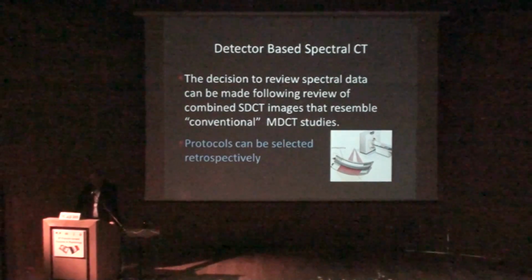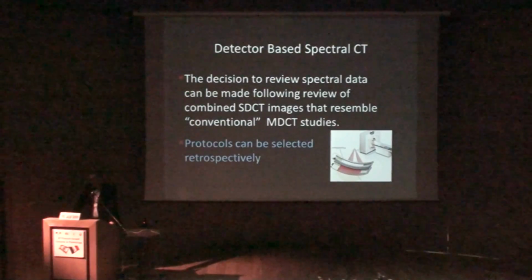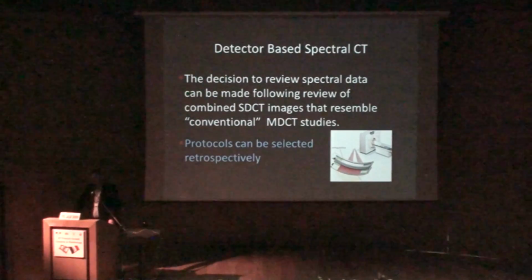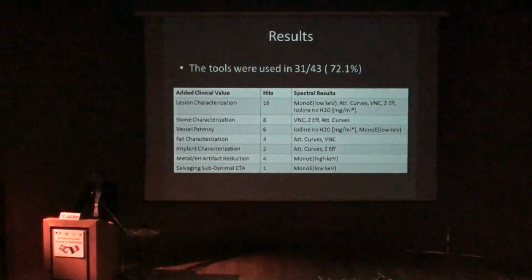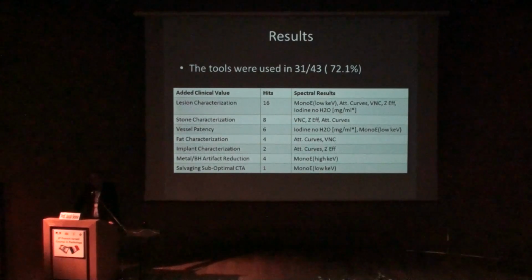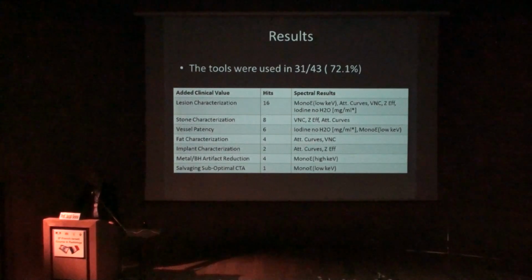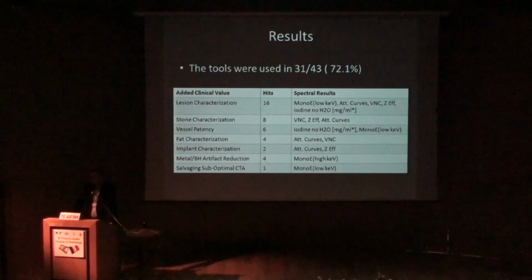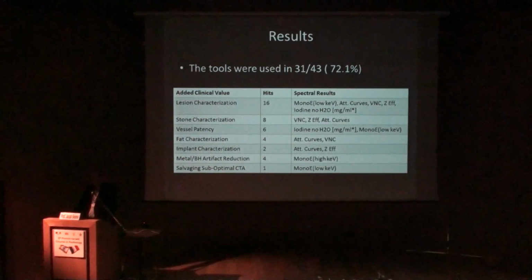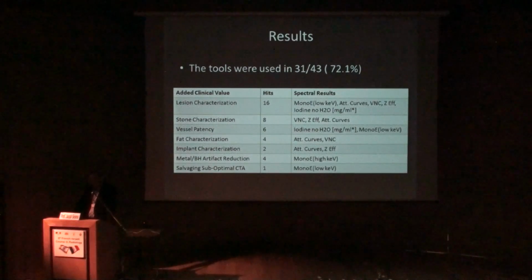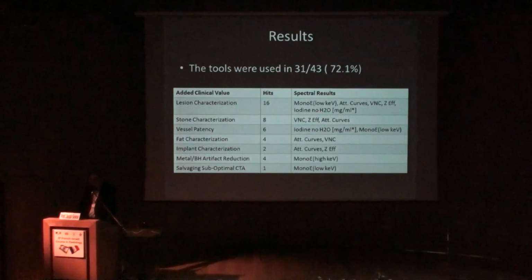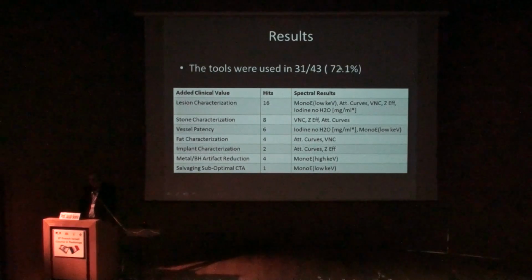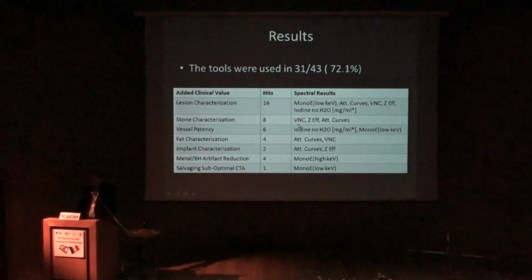The decision to review spectral data can be made following the review of the images, and they resemble the regular CT image. So we evaluated 43 cases at Hadassah, and we looked in how many cases did we use spectral tools. And most centers that use dual energy use it in a very small minority of patients, maybe 5–10% of cases. If somebody is very interested in the technique, it may use it in a higher proportion. We used it in 72% of cases because we could use it retrospectively.